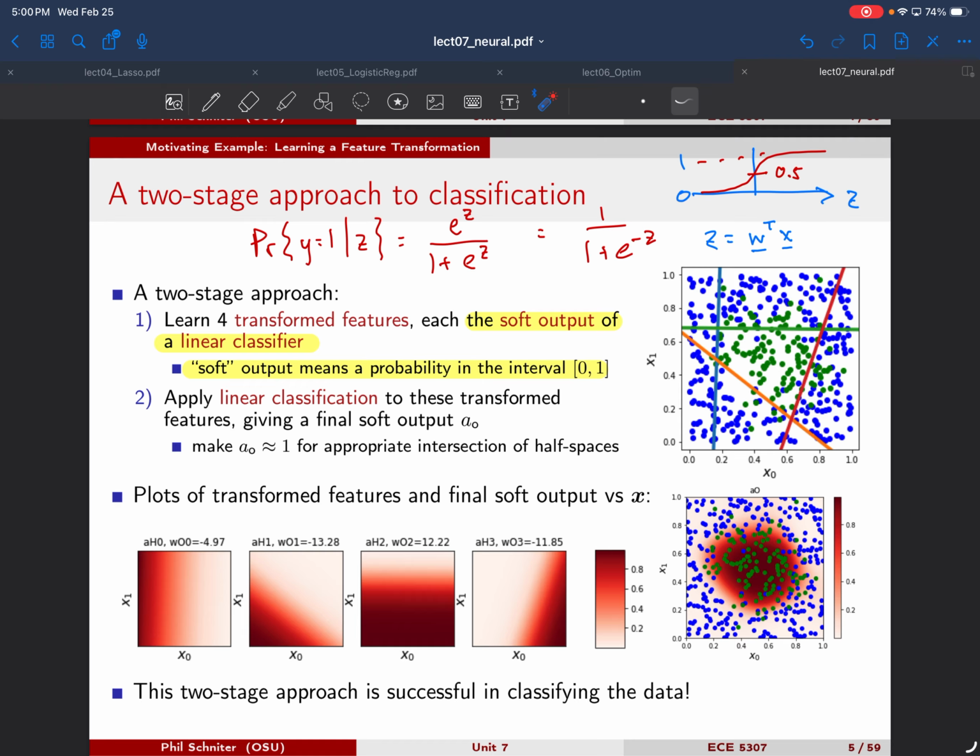Okay, and so we can also put that final output through another sigmoid to get a probability, and this is what we get. So this is being shown as a heat map. Where you see the dark red, that means that the soft output is close to 1, and when you see close to white, that means it's close to 0.